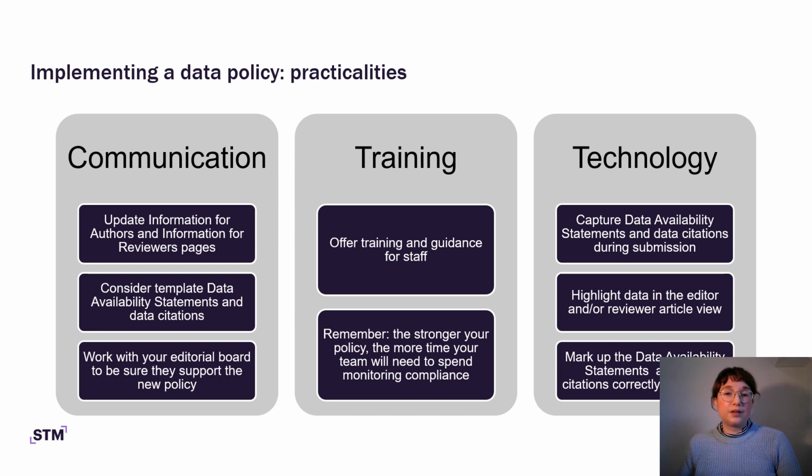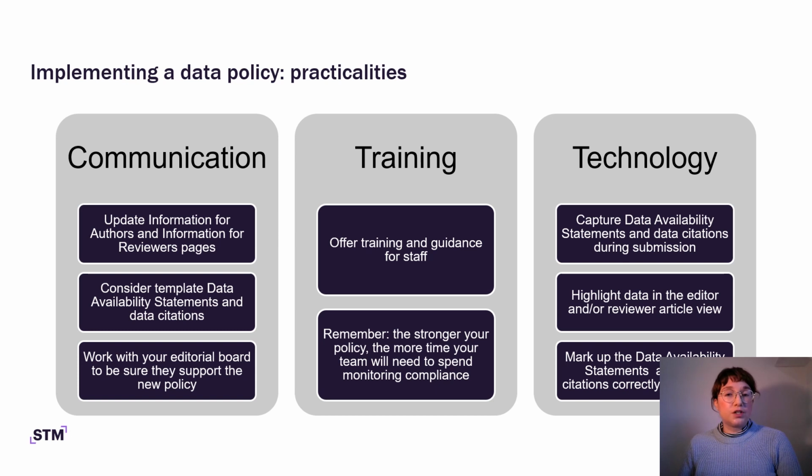Overall, the practical aspects of data policy implementation can be broken down into 3 areas: communication, training, and technology. Communication with authors and reviewers will be key to informing them of the new policy requirements. As well as outlining what's required, you can also share template data availability statements that they can reuse and examples of data citations. It can be helpful to summarize key points of the policy, outlining exactly what is required in order to comply and to publish in your journal.